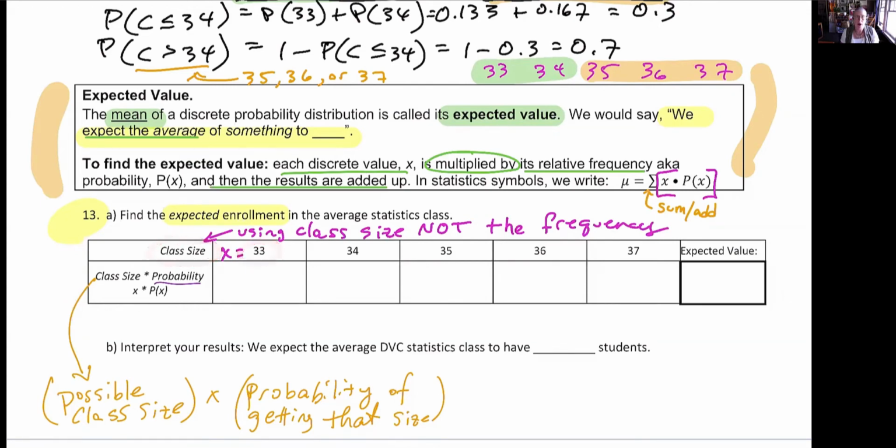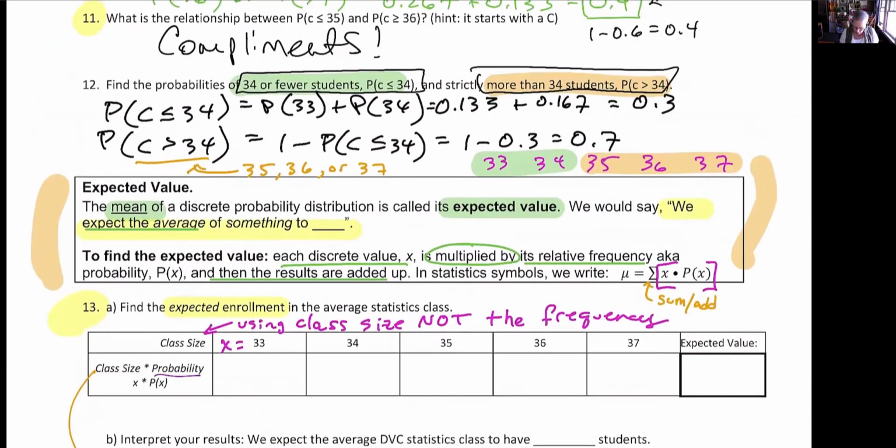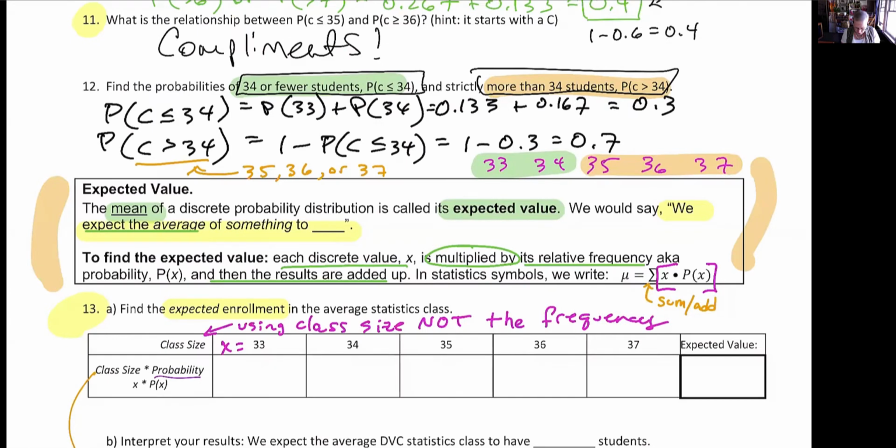We know what proportion each of these class sizes are, and we're going to figure out class size times the probability for each of these. So what was the probability of getting those 33 classes? The probability of 33 is 0.133. So we're doing 0.133 times 33.